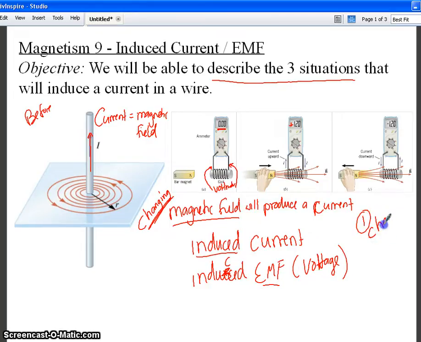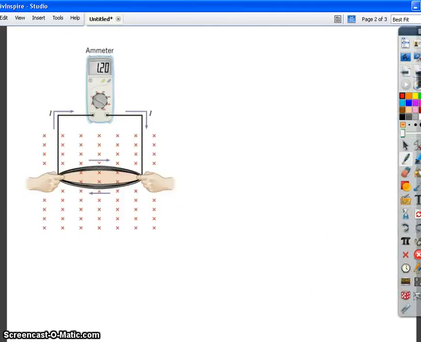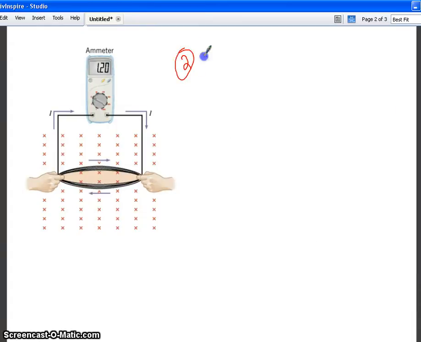is by a changing magnetic field. This is typically brought about by motion of the magnet. So a changing magnetic field is caused by this magnet moving in some way. Okay, so this is the first situation. The second situation that might induce a current is if we change the area of the wire.